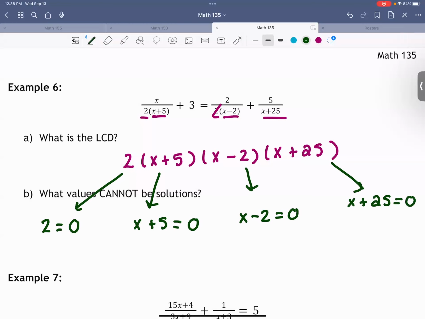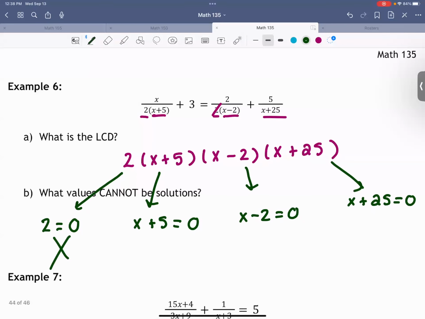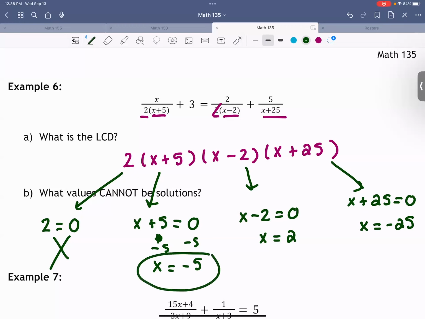Okay. Now, if I try to solve 2 equals 0, are there even any solutions to that? No, so I'm just going to X that out, okay? I can subtract 5 on both sides to get x equals -5. Adding 2 on both sides gives me x equals 2. Subtracting 25 on both sides gives me -25. So it looks like the things that cannot be solutions to this equation are -5, 2, and -25. If you get those as your answer, that can't be the answer, okay? Does that kind of make sense?